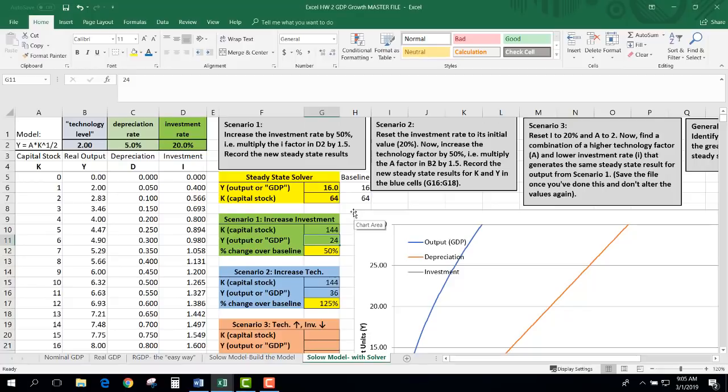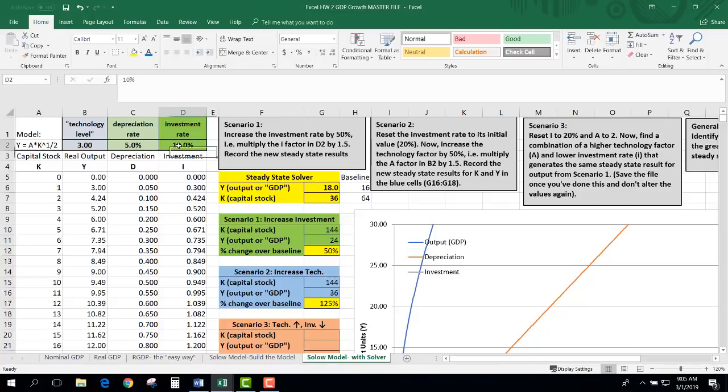I want to do that this time with a lower level of investment. So I want to show you that with a big enough increase in technology, I can actually reduce investment and therefore enjoy more consumption and still get to this higher level of output. So let's just plug in some numbers here and see what gets us there. So if I reduce investment to 10 and technology to 3, I still don't get there. I'm trying to get to 24, remember. I'm trying to get to this scenario 1 result.